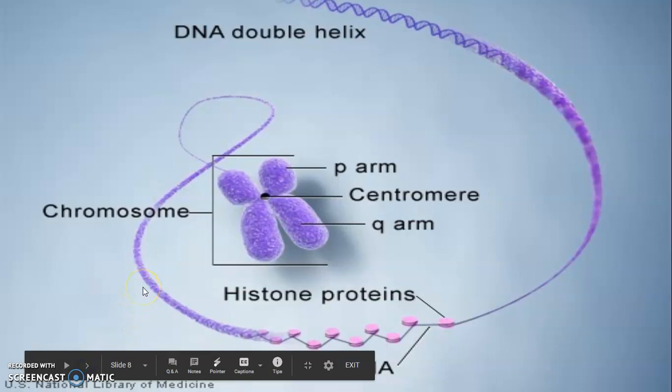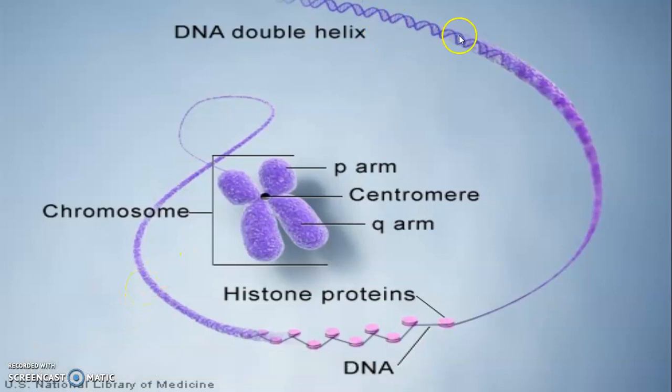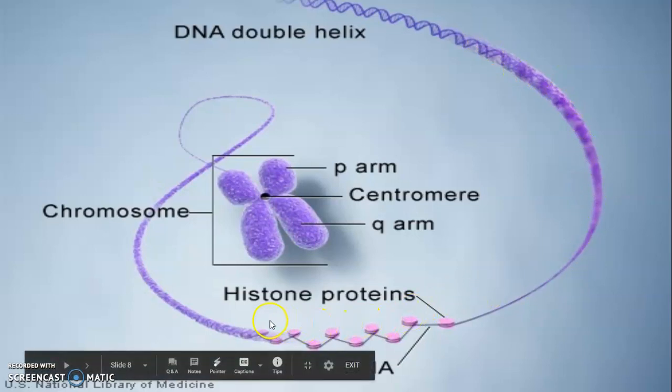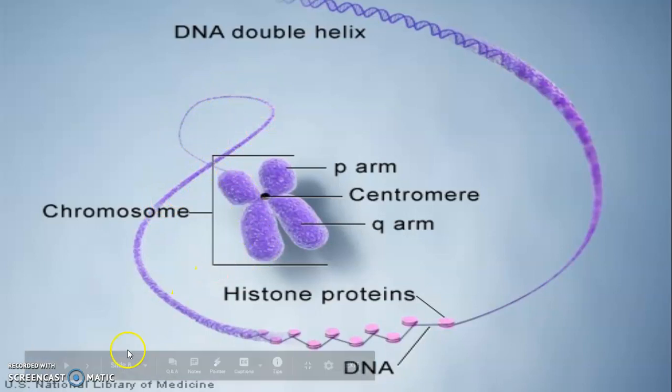The same picture one more time, children. Here this purple colored part is the DNA. DNA along with the histones forms the chromatin. These chromatin threads undergo coiling and condensation and form the structure chromosome.